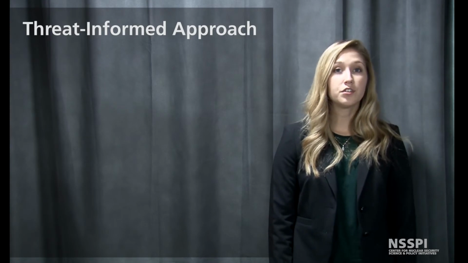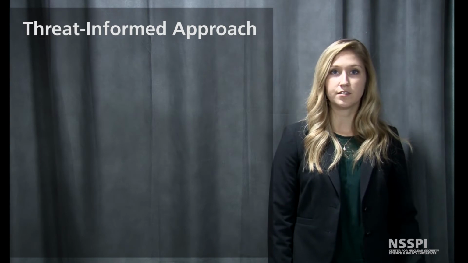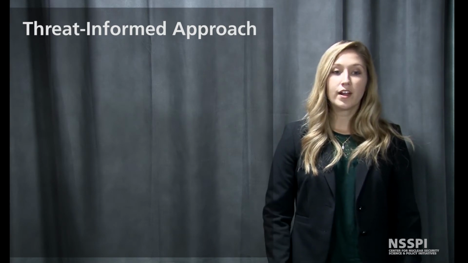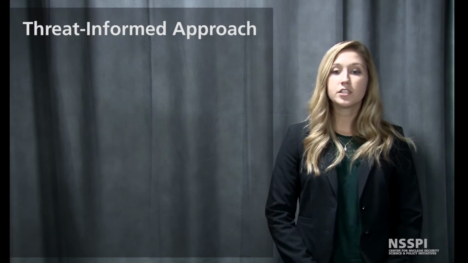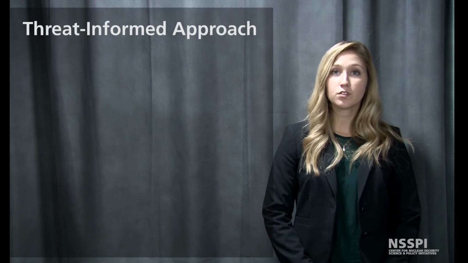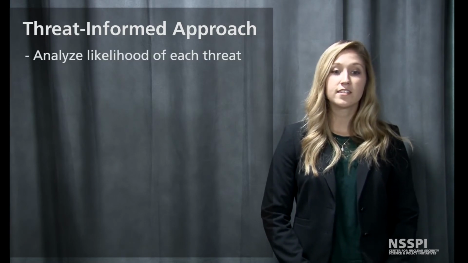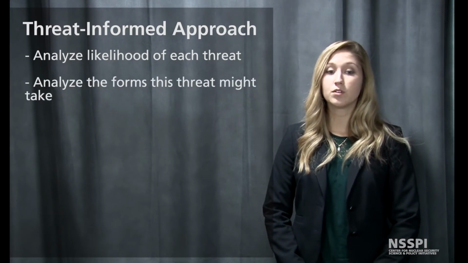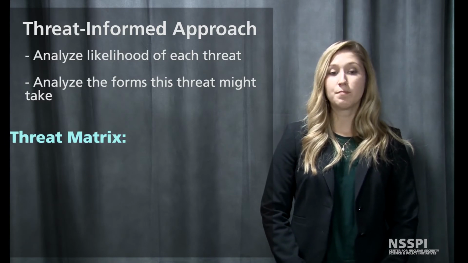Another key to a strong nuclear security system is to have a threat-informed approach to creating these physical protection systems. In order to have a threat-informed approach, nuclear security planners must understand all potential threats and create their physical protection systems accordingly. First, they should analyze the likelihood of each threat, and next, they should analyze the forms in which this threat might appear. One way to do this is with a threat matrix.